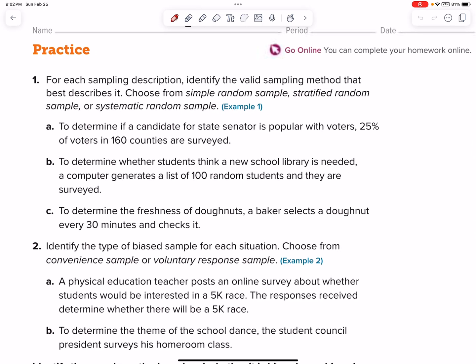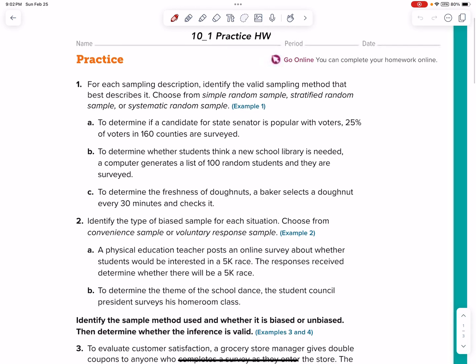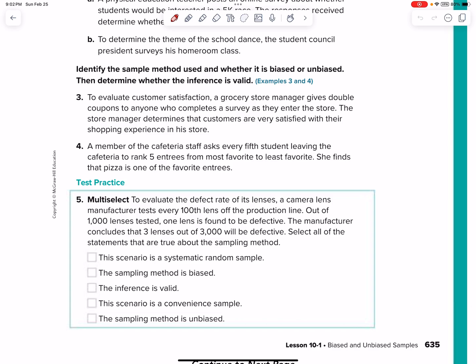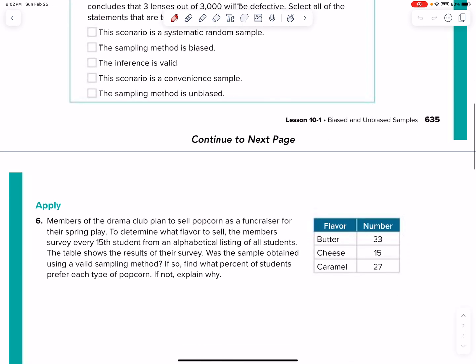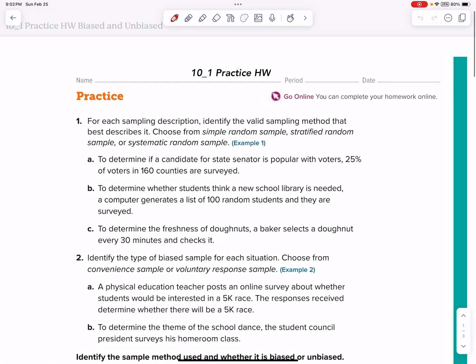All right, so here we go. This is your homework today, and you're going to identify the different sampling methods, and then you're going to identify if something's biased or unbiased. And then for number 6, I want you to again identify if it was biased or unbiased, and determine whether that's a valid system. So for you to really have practice, you need to completely tackle this on your own. The only way I'll set you up is to just read through what's going on here.